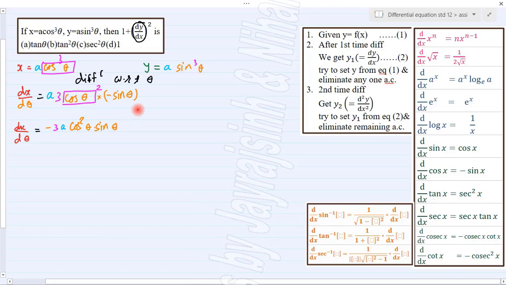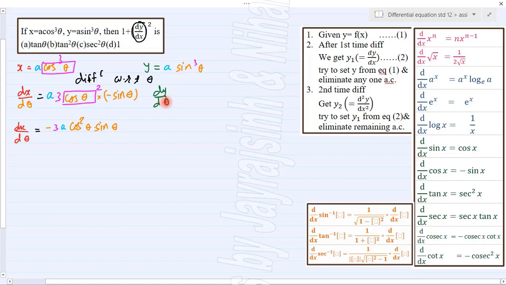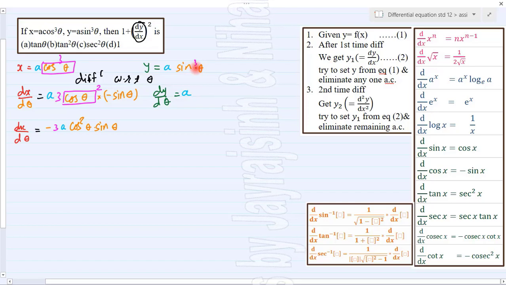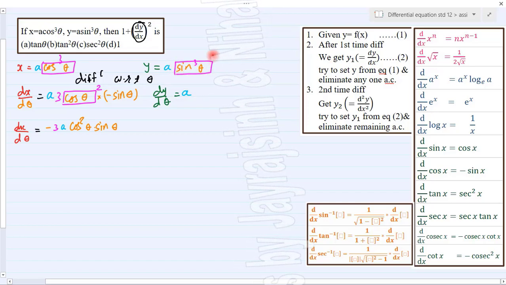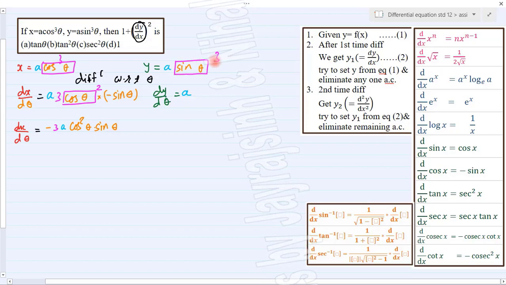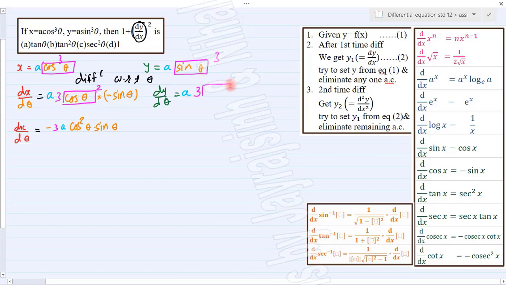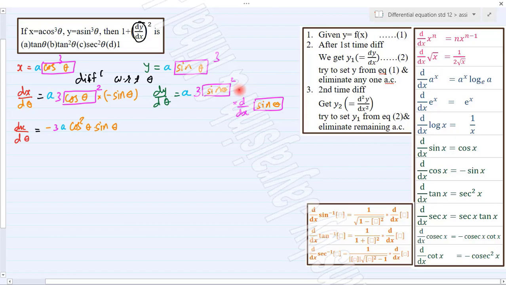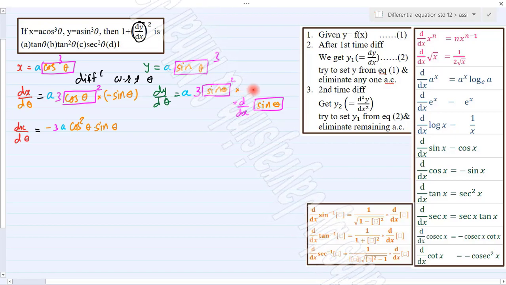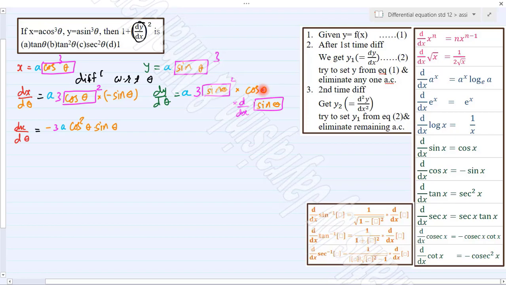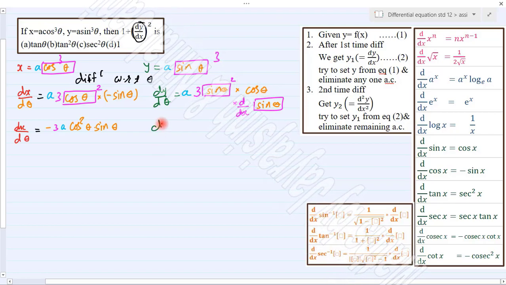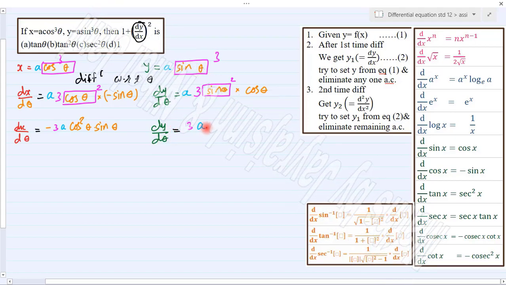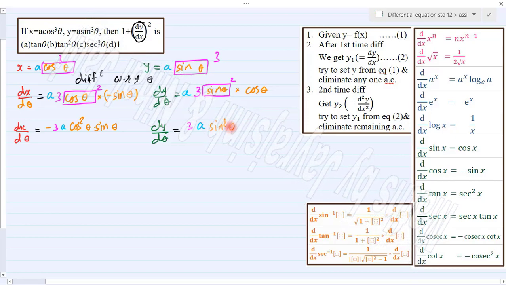Similarly, from the equation of y, we will get dy by d theta. Here a will be as it is, and to differentiate sin cube theta, we have to consider box around the sin theta. So we'll get box cube, and the differentiation of box cube is simply 3 box square into d by dx of box. Within the box we have sin theta, so we just have to multiply differentiation of sin theta, which is cos theta. So we will get dy by d theta is equal to 3a into sin square theta into cos theta.